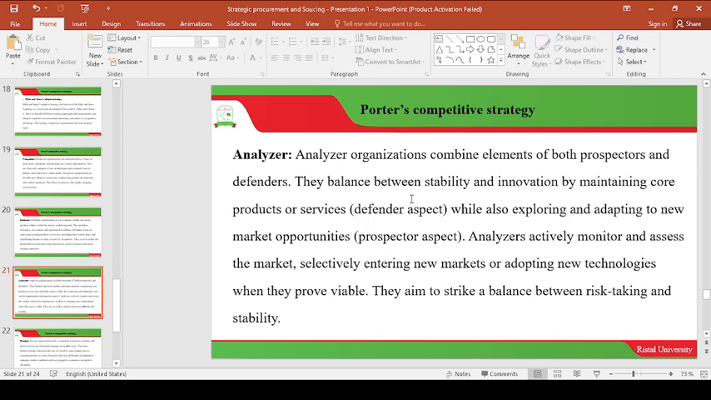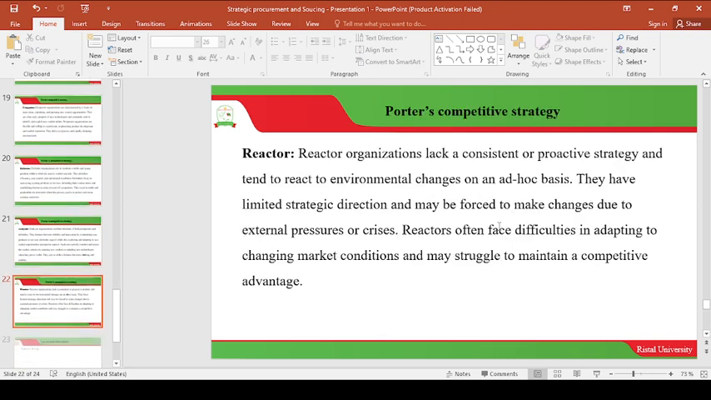So the organization has to assess its stand by looking at its core competence before adopting the new technology or the new product that it wants to deal in.